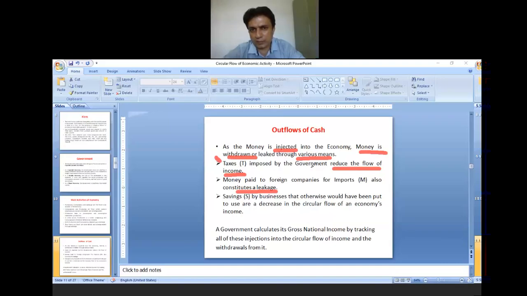Basically, the leakage or withdrawal of money is based on these factors. First is the taxes imposed by the government. Second, the money paid to foreign companies for imports, and the third is savings by businesses that otherwise would have been put to use, which are a decrease in the circular flow of the economy's income. These are the three factors by which there is a shortage of money in the market or in the economy. A government calculates its gross national income by tracking all of these injections, or insertion of money, into the circular flow of income and the withdrawal from it.